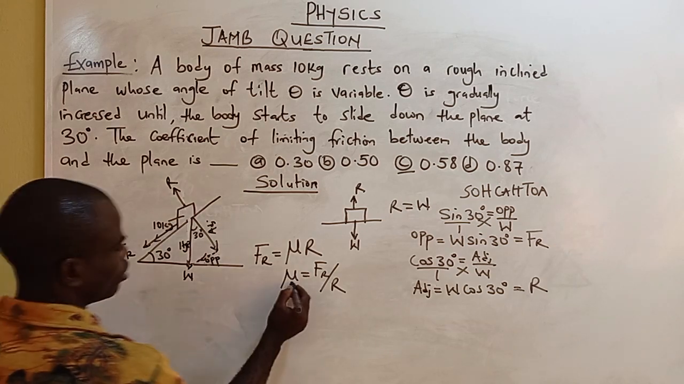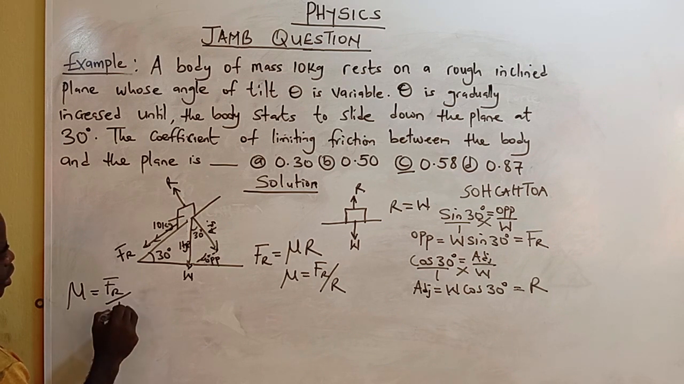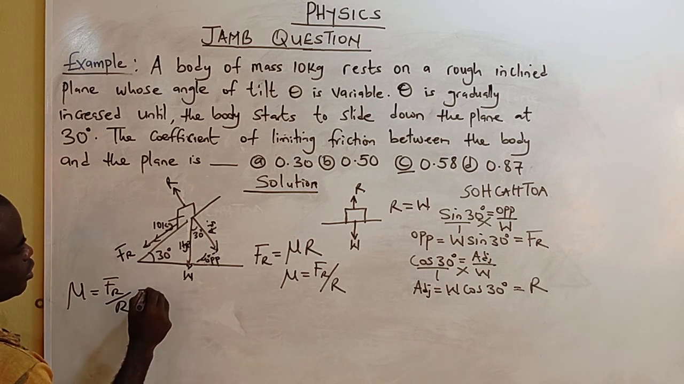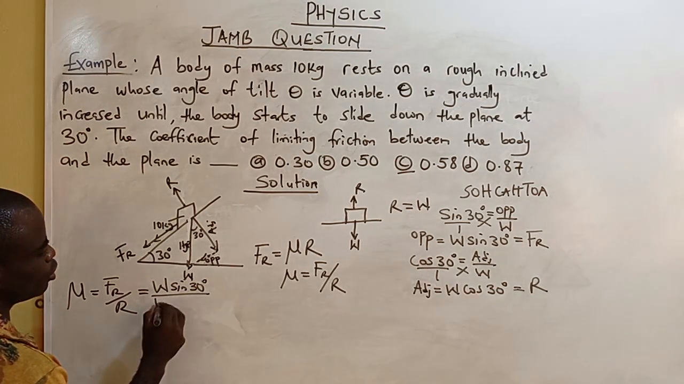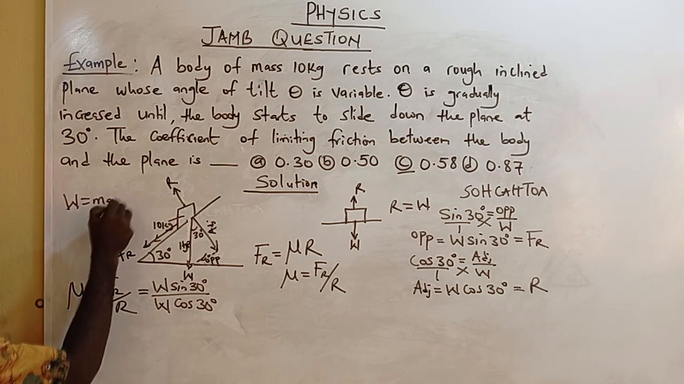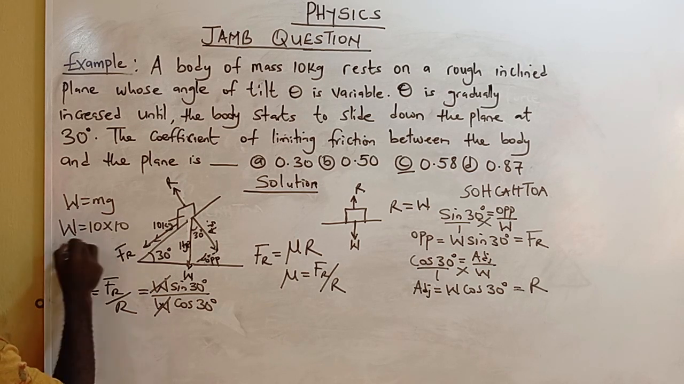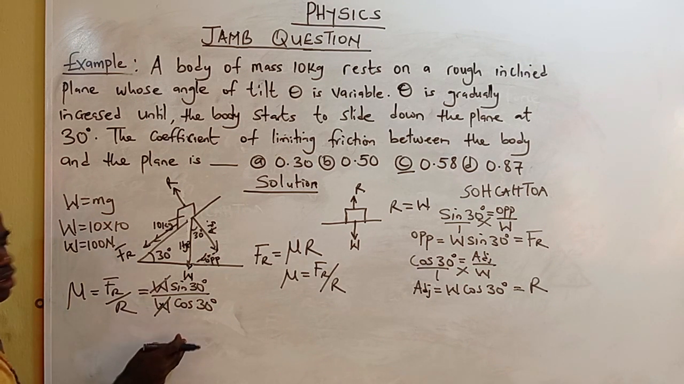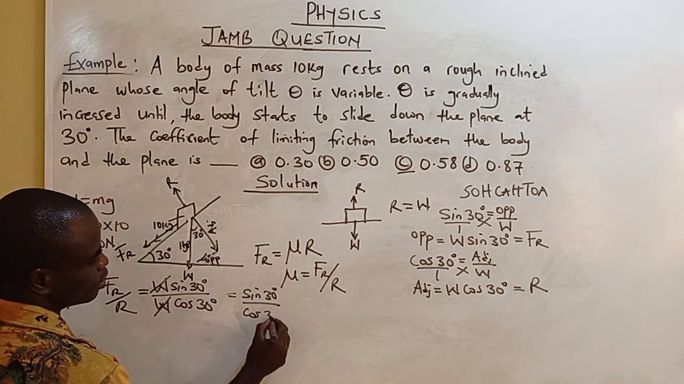Now go back to your coefficient, which equals FR over R, which equals W sine 30 degrees over W cos 30 degrees. W, don't forget, equals mg, and it's going to cancel out. Whether you multiply 10 times 10, which gives W equals 100 newton, and put it here, it will still cancel out. That's why I just cancel the weight directly. It equals sine 30 degrees over cos 30 degrees.